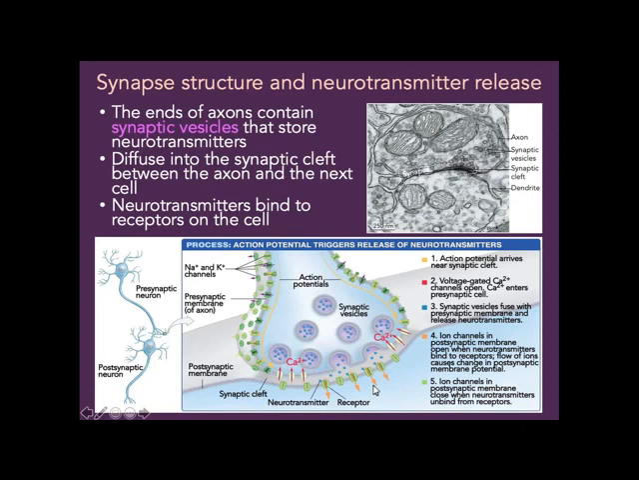After the electrical information is passed down through the dendrites, these ion channels in the postsynaptic membrane close up, and then the neurotransmitters unbind. Okay, so then everything resets and waits for the next action potential to arrive.